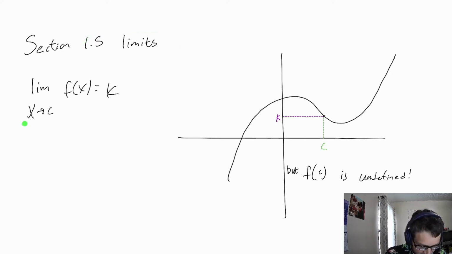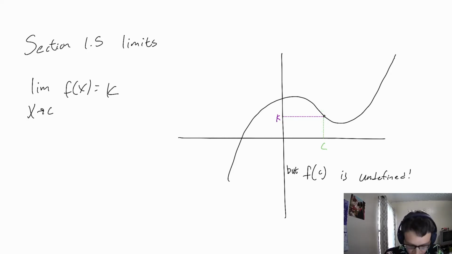We write it in this notation, and when we see the limit as x approaches c of f of x equals k, what that means is that as the x values get close to c, as the x values squeeze into c, the y values, or the f of x values, squeeze in close to k.